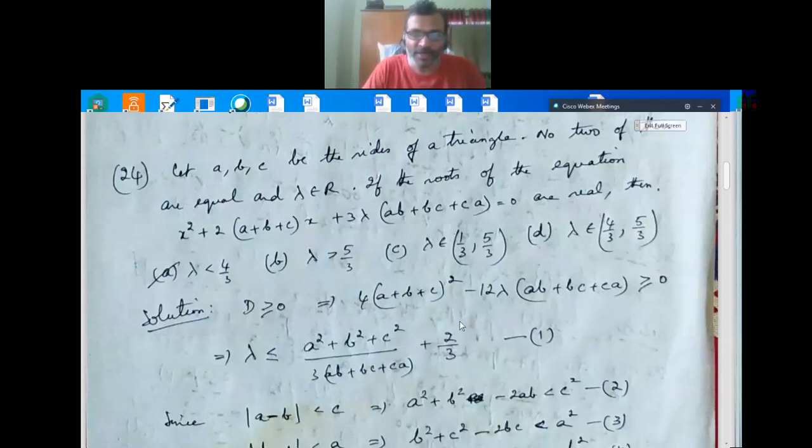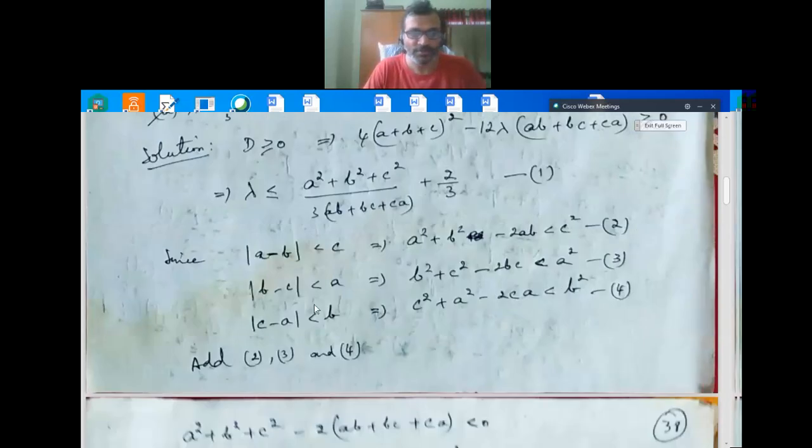when you divide by AB plus BC plus CA, what happens? They get cancelled, because A squared plus B squared plus C squared, then this one. So here, 2 is common outside, and AB plus BC plus CA get cancelled. So I hope you followed this. Just write it and check it. It's a very simple inequality. So we get lambda less than or equal to this.